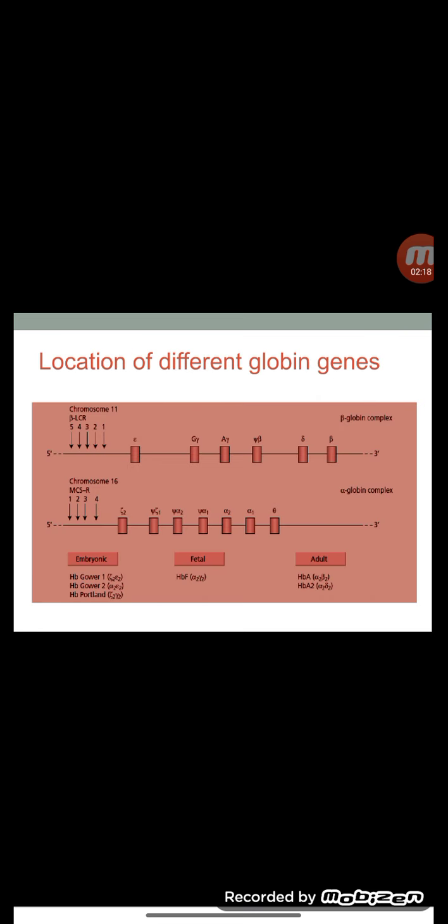So here you can see the beta globin complex on chromosome 11, chromosome 16 hosting the alpha globin complex, and the embryonic hemoglobins, that is Hb Gower 1, Gower 2, Portland, then fetal HbF, and HbA and A2, which are made up of alpha 2 and beta 2, and HbA2, alpha 2 and delta 2.